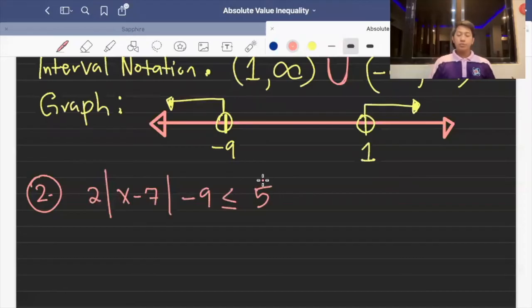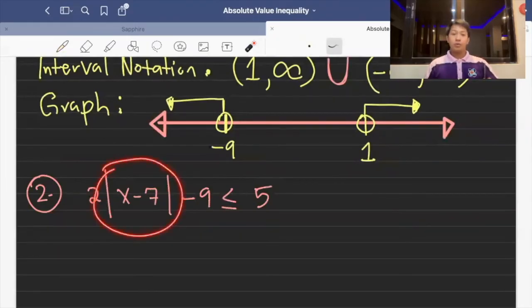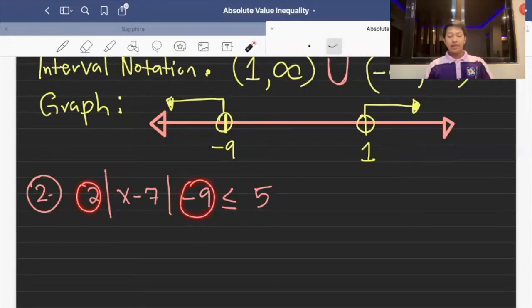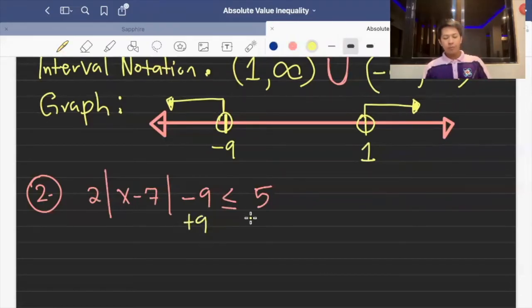Okay, again, 2 times the absolute value of x minus 7 minus 9 is less than or equal to 5. So the first thing that we're going to do is to isolate the absolute value. So in this case, we see that there's 2 here and there's -9. And we need to deal with these first. We have to remove them, no? To isolate the absolute value, which is the absolute value of x minus 7. So the first thing that we're going to do, what do you think? We have to add 9. That's right. We're going to add 9 on both sides.